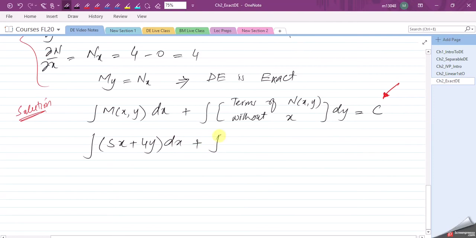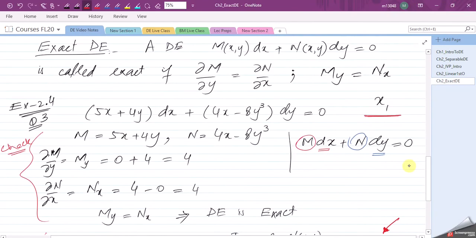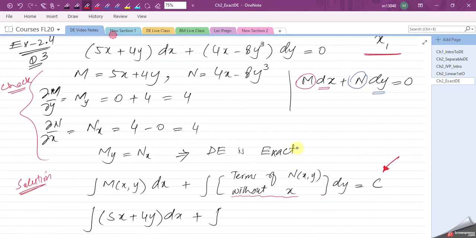Plus terms of N without x. Without x is a little bit confusing phrase here. Please pay a little attention to the explanation of without x. Without x means, so how many terms do we have in N? Okay, let's see. Let's explain this one.